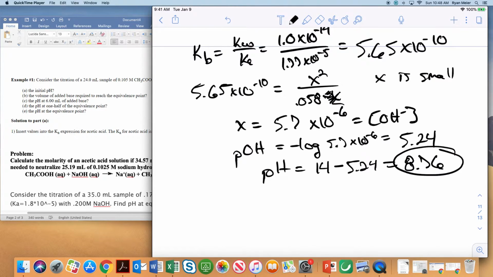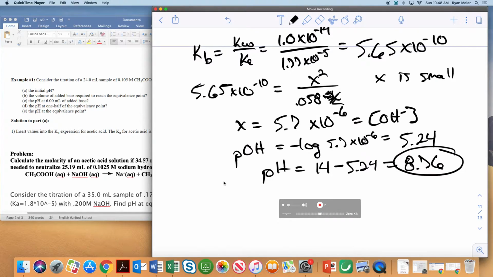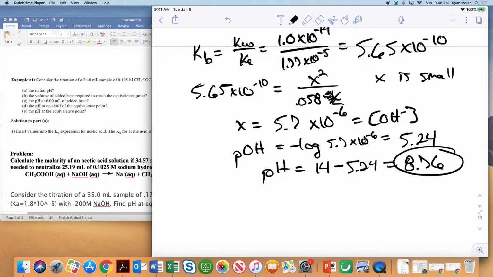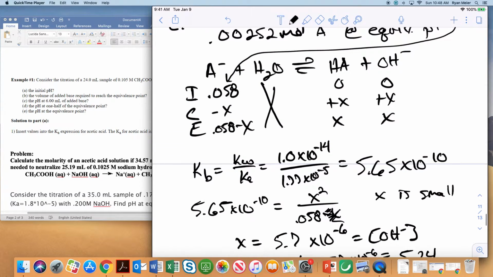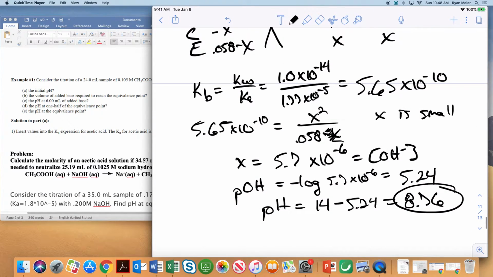But at this point, all the individual pieces should be things we're comfortable doing, right? Like finding a Kb from a Ka value, or just setting up and solving an ice table. But it's just a number of things in sequence that all have to be done to eventually get to that equivalence point pH.